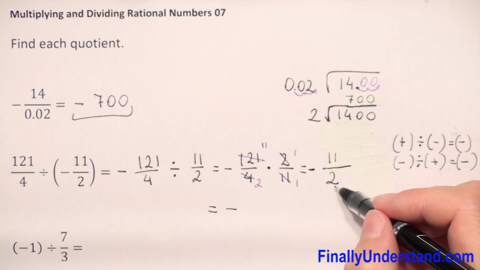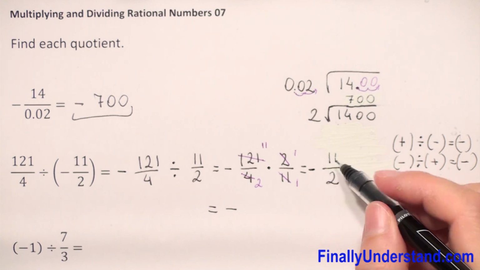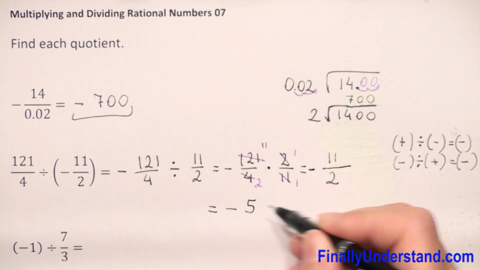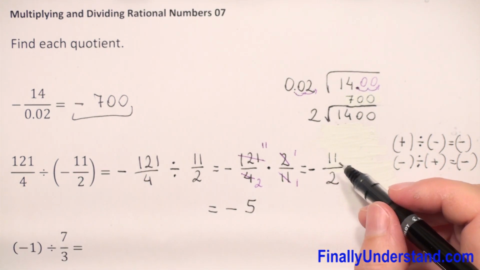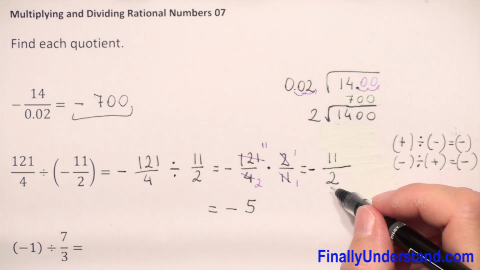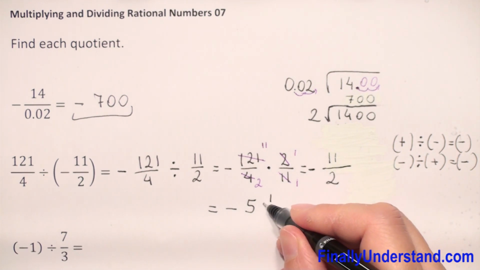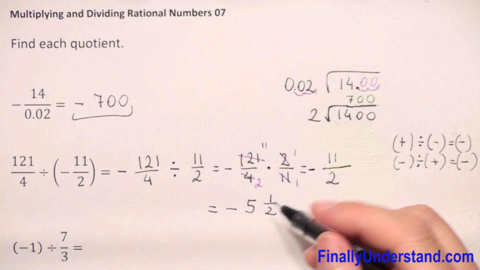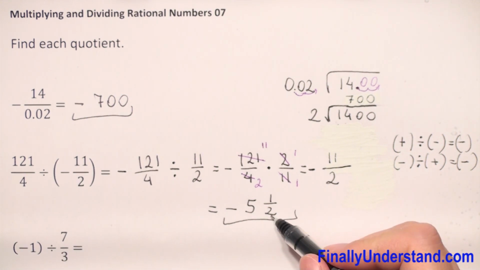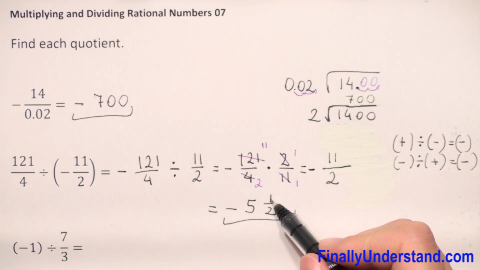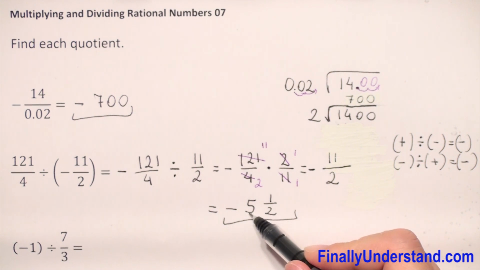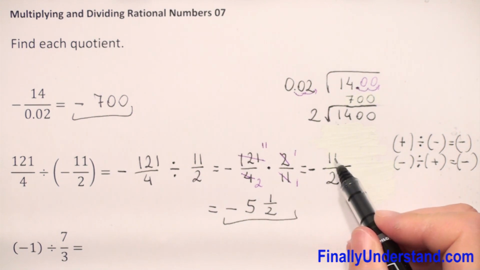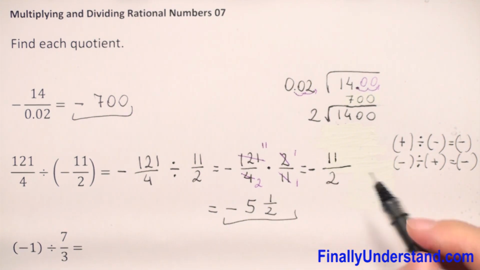11 divided by 2. How many times can we put 2 into 11? 5. 5 times 2 is 10. So 11 minus 10 is 1. So we have still 1 over 2. Always we can check. We multiply denominator times whole number plus numerator. So 2 times 5 is 10 plus 1 is 11. The same as what we had at the beginning.